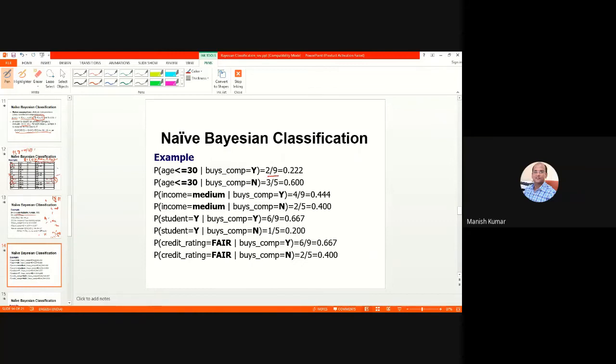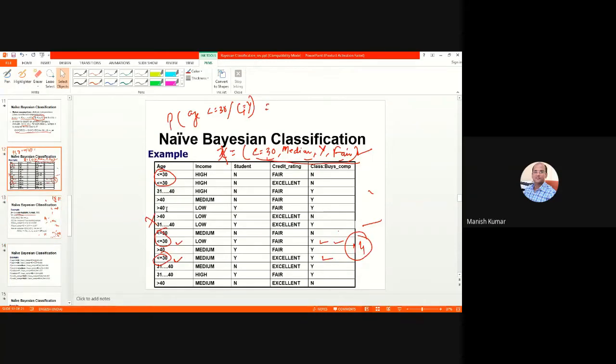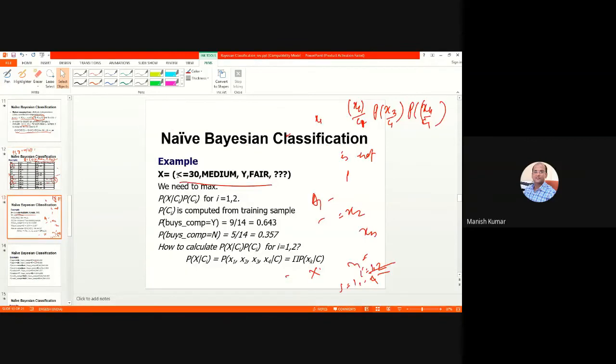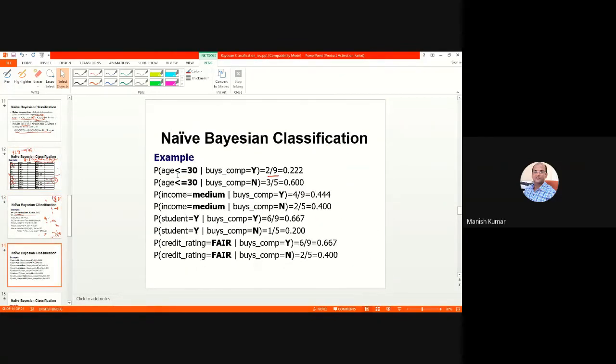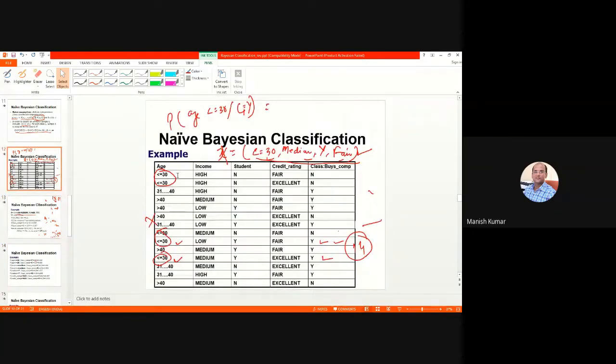Similarly, if you go for less than or equal to 30 where class is no, you have to find out how many. You can find that these two are no. So out of 5 no instances, 2 instances are less than or equal to 30. Sorry, I think there are 3 instances: 1, 2, 3. So it's just 3 by 5.